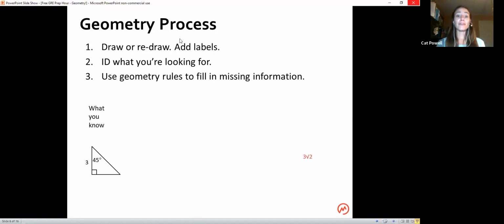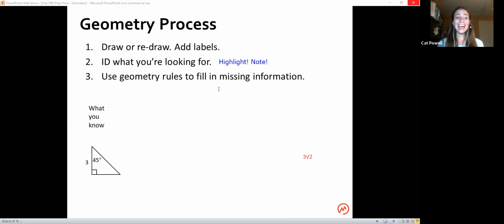And for me, I often like to highlight that on the shape or make a note of it, because a lot of these problems are set up so that it can be really easy to do all the hard math correctly and then accidentally solve for the wrong thing or input the wrong answer. That's a very, very common trap. So I want to make a note and be very clear on what I'm looking for. And then all I have to do from there, once I get that nice setup, is start applying the rules that I know about geometry to fill in the information that's missing.